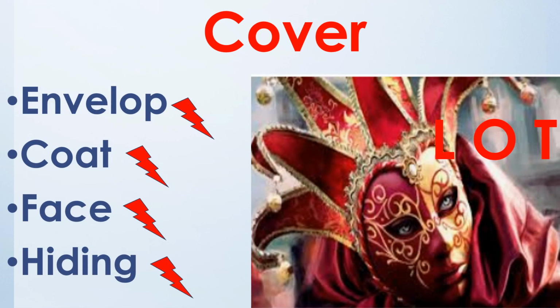And so the essence of Lot is about covering something, and the true thing being under the cover. And so you don't know when you're looking at Lot, according to these dynamics. You don't know when you're looking at Lot. You think you are looking at something else. And the truth of who Lot is under whatever it is that you are looking at. So you also have Lot as envelop, coat, face, and hiding.